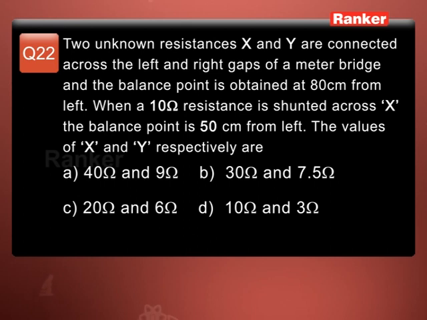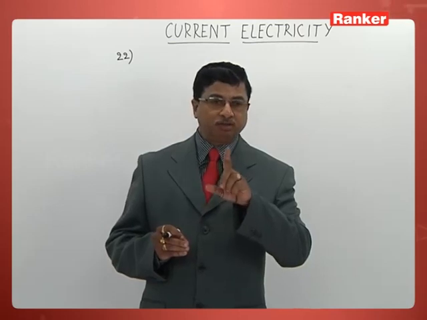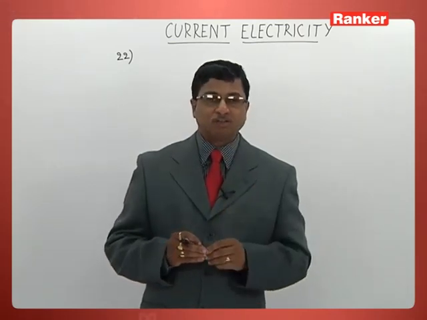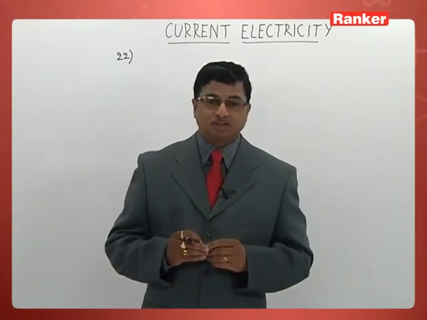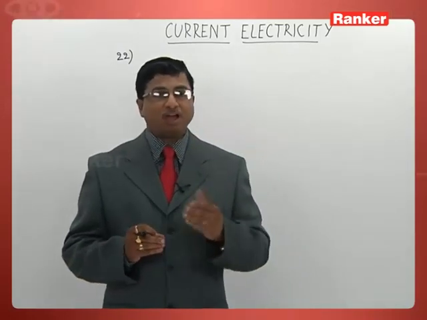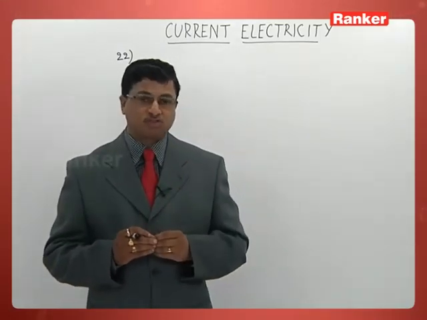First option 40 ohm and 9 ohm. Second option 30 ohm and 7.5 ohm. Third option 20 ohm and 6 ohm. Fourth option 10 ohm and 3 ohm respectively. The correct answer for this problem is the second option, that is 30 ohm and 7.5 ohm as such.